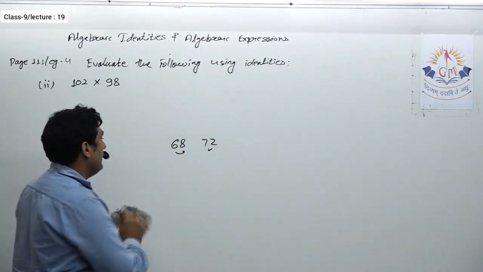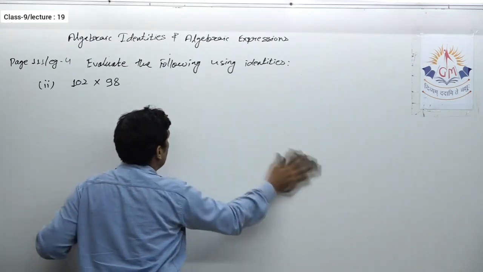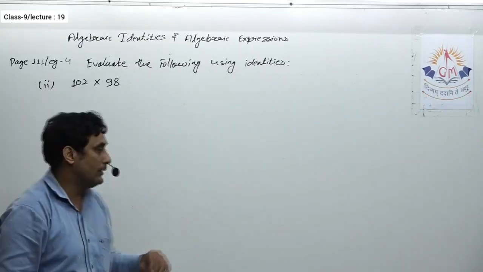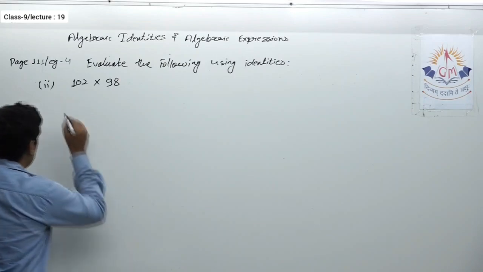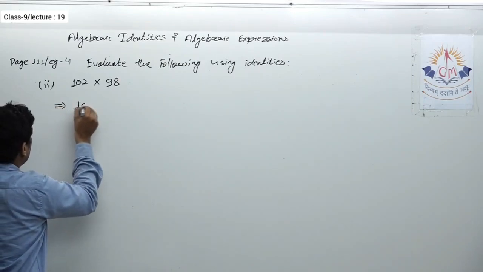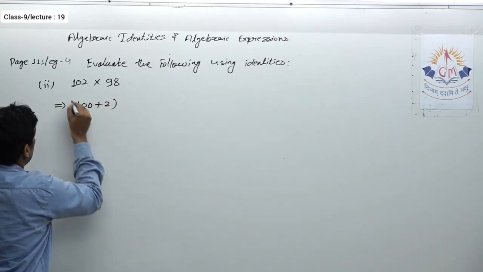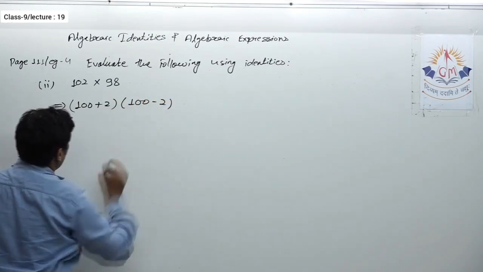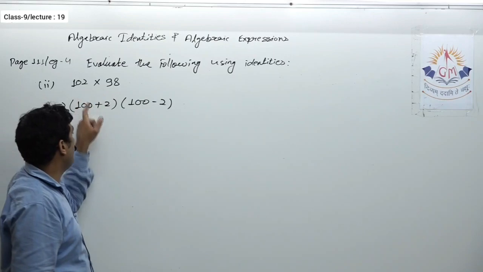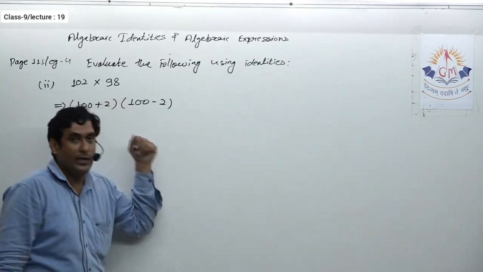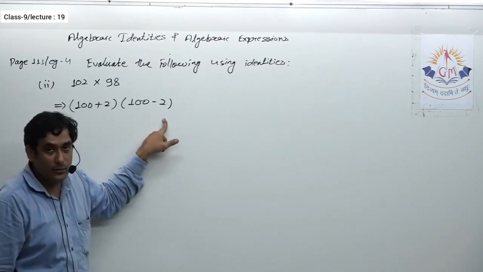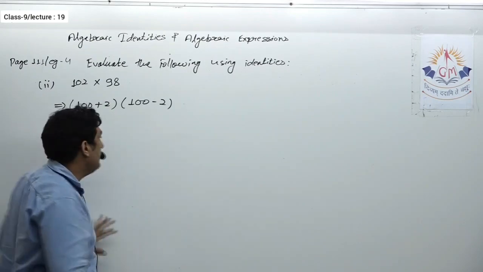So you will find that if the given numbers are equally less or more than another number, then this 102 I can write as 100 plus 2, isn't it? And this I can write as 100 minus 2. As soon as I write 102 in this way and 98 in this way, I'll get one identity: a plus b, a minus b, that is a square minus b square.